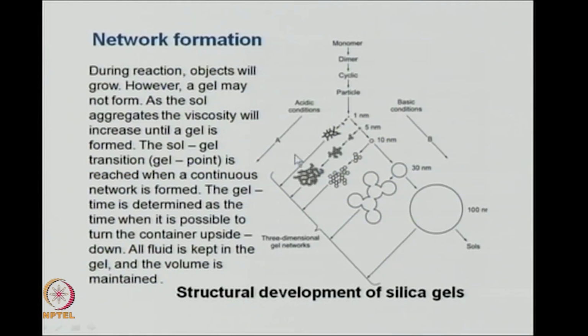That is the sol. However, if you increase the acidic conditions, then you can get these interconnected particles, which can form 3-dimensional gel networks. That is caused as you are increasing the acidic conditions and encouraging hydrolysis and condensation at the same time. So, you can have this kind of particle formation which are interconnected, or you can have growth of these particles from small size to larger size as you are increasing the basic conditions.